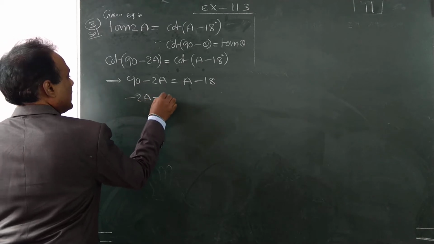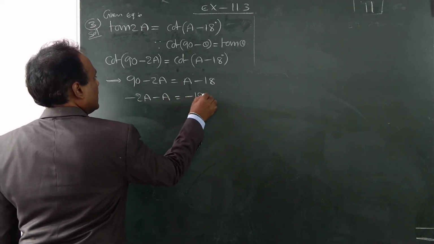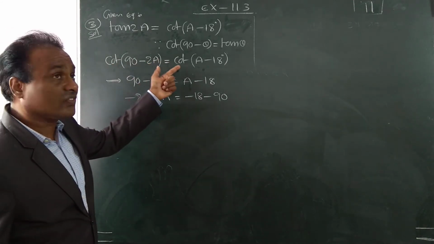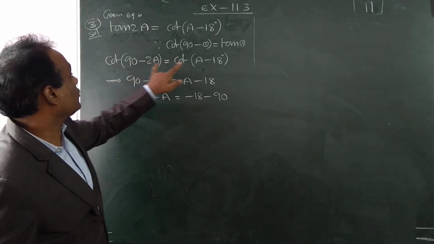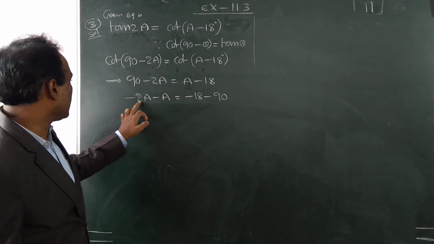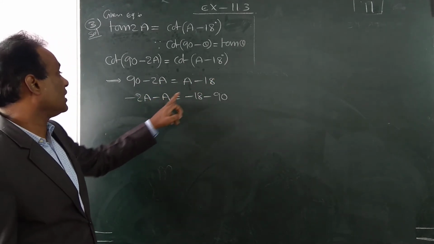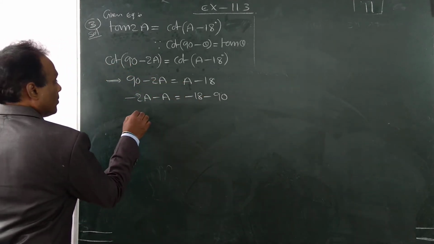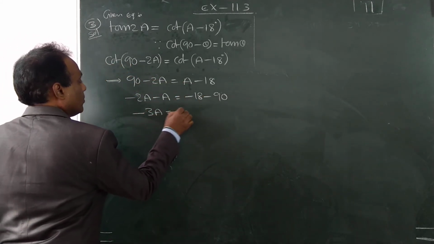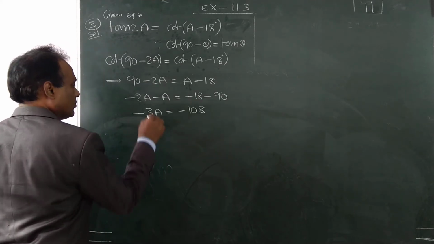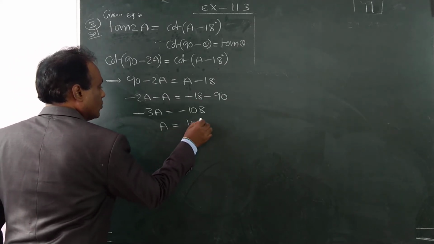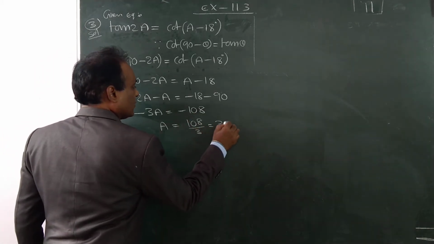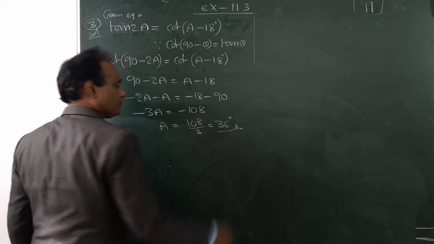Minus 2a minus a is equal to minus 18 minus 90. Cot is the same, so 90 minus 2a should equal a minus 18. So minus 2a, plus a moves to this side as minus a, and minus 18 moves to that side as plus 90. So minus 3a is equal to minus 108. Minus cancels. A is equal to 108 by 3, which is 36 degrees. That is the answer.